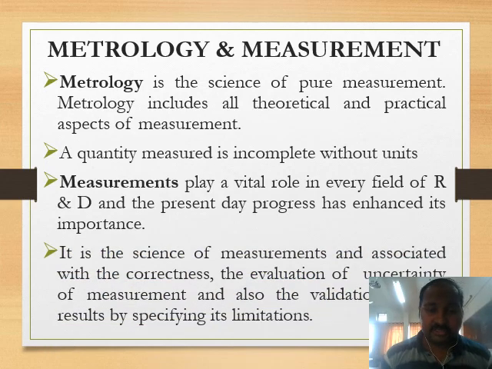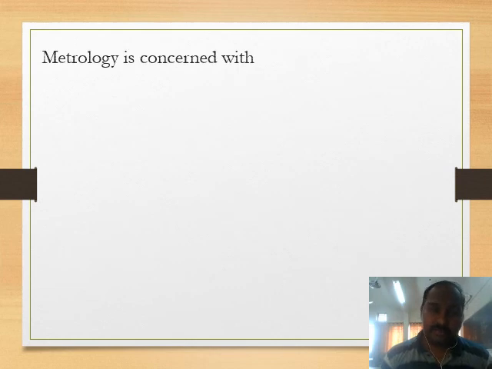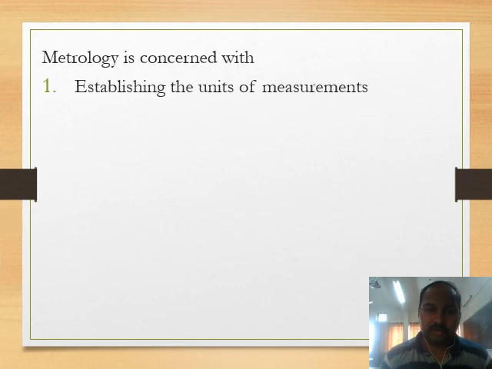Measurement is a science of measurement. Metrology is a science of measurements associated with correctness, evaluation of the uncertainty of measurement, and also validation of results by specifying its limitations. So what is metrology concerned about? It is concerned with establishing the units of measurement.